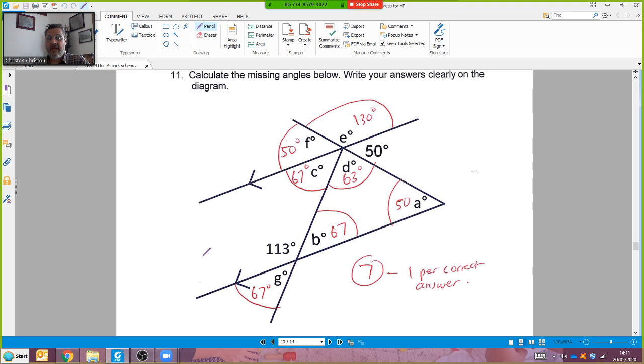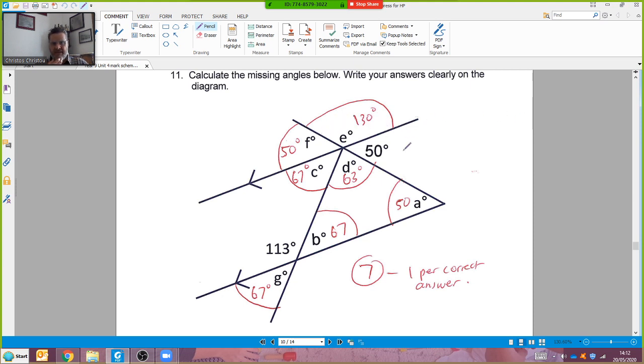So you have to assume and know that it's a straight line. Well, this angle's on a straight line yet again, 180 degrees. Subtract the 50, subtract the 67, and you'll get 63. So that triangle is now taken care of and all its answers. After D comes E.